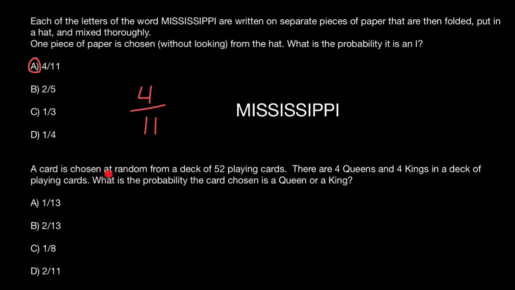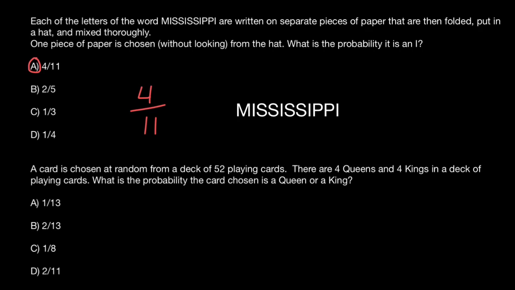A card is chosen at random from a deck of 52 playing cards. There are 4 queens and 4 kings in a deck of playing cards. What is the probability that the card chosen is a queen or a king?